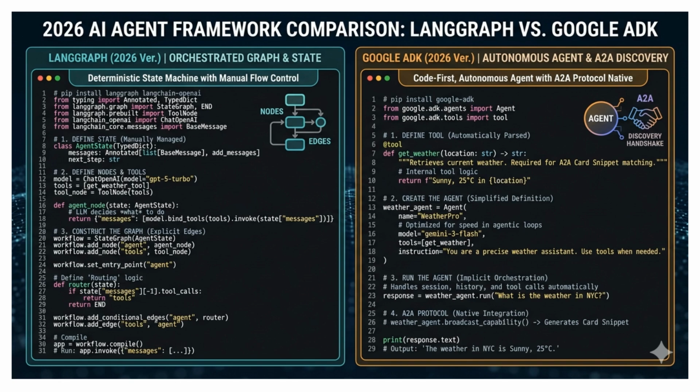So in ADK, flow is implicit. The agent decides what to do, and orchestration is handled internally. Key difference: the main difference is not capability. It's where orchestration happens. LangGraph: orchestration is defined in code. Google ADK: orchestration is handled by the agent runtime.